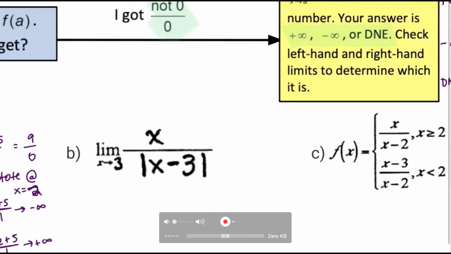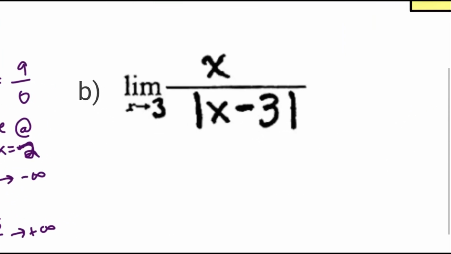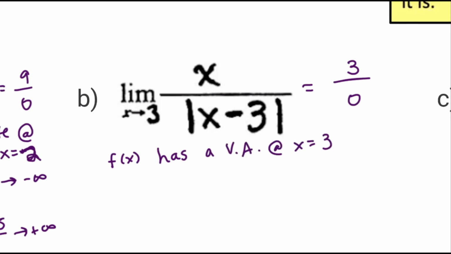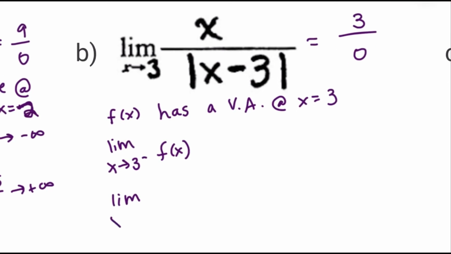Let's look at another example. So again, if I were to just plug in 3, I would get 3 over 0. There's an asymptote there. So f of x has a vertical asymptote at x equals 3. So let's find the limit as x approaches 3 from the left of f of x, and the limit as x approaches 3 from the right of f of x.